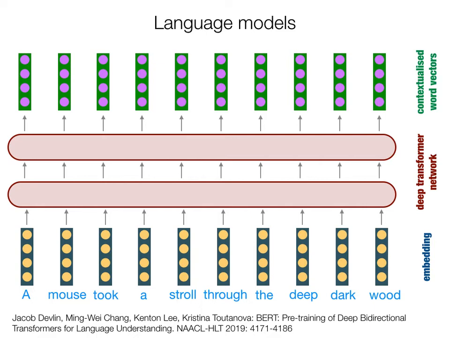Okay, so now we get to the main topic of this tutorial, which is language models. Now, the point of a language model is to capture the meaning of language, but rather than word vectors, these language models operate at sentence level. So basically what happens is that we take a sentence, so in this case, a mouse took a stroll through the deep dark wood. Each of the words of that sentence is represented as a kind of vector. That vector goes into a deep neural network, which follows an architecture that is called the transformer. And at the end, we again have one vector for each word, which is called a contextualized word vector.